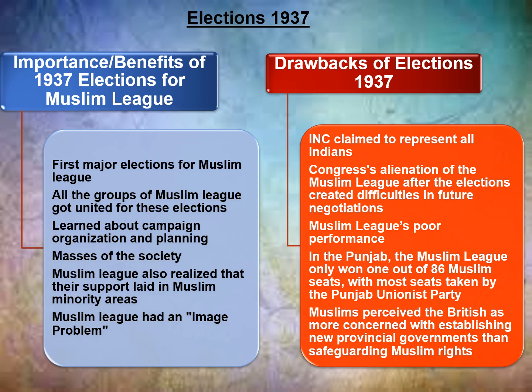Congress's alienation of the Muslim League after the elections created difficulties in future negotiations, and the Muslim League's performance was dismal. They won only 109 seats out of 482 Muslim seats, which was very few. In Punjab, the Muslim League won one out of 86 Muslim seats, with most seats taken by the Punjab Unionist Party. Muslims perceived the British as more concerned with establishing new provincial governments than safeguarding Muslim rights, leading to further escalated problems.